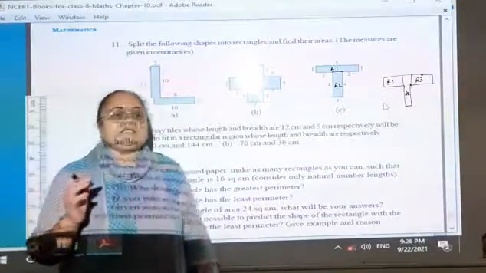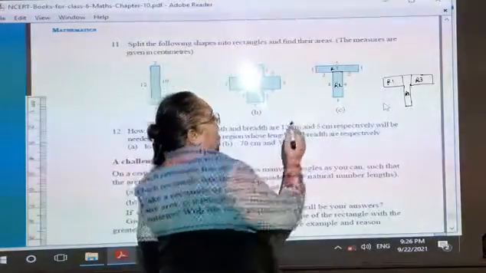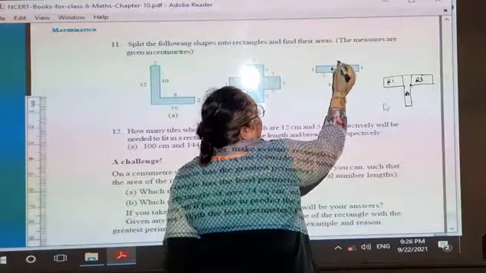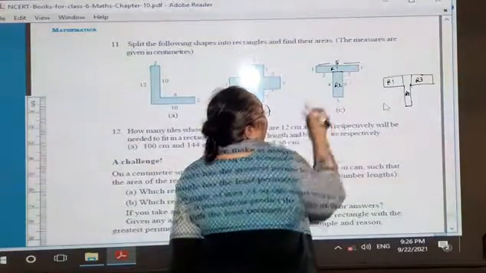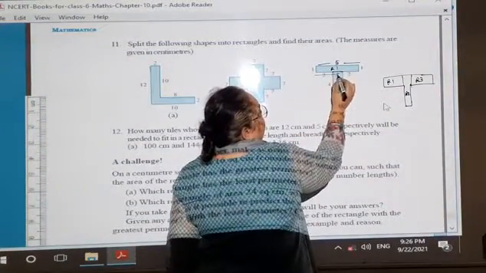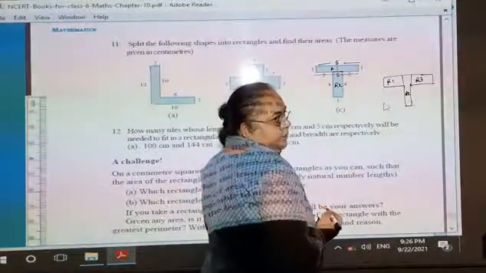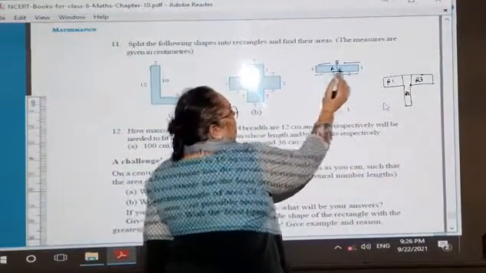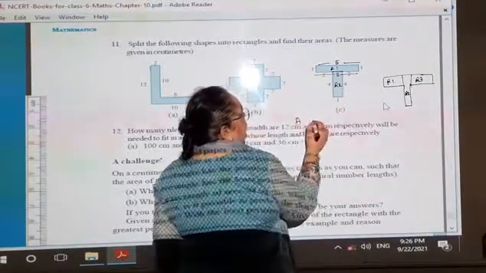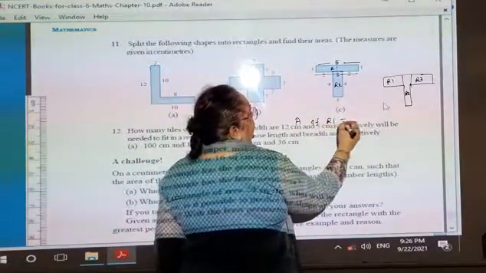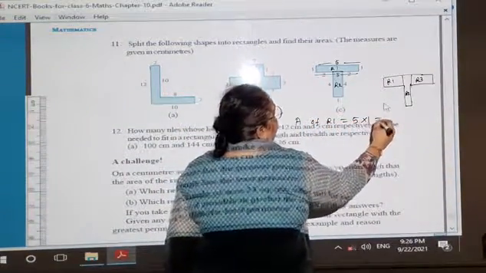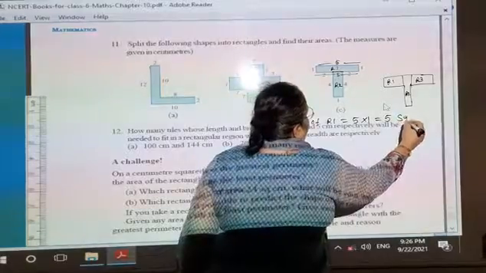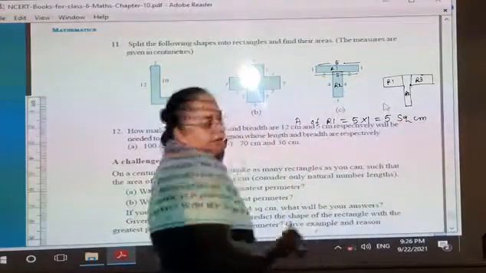So two rectangles are there. For rectangle 1, let us find out its measurement. This is 5 centimeter of the whole length, so this one also will be 5. Got it? This is 1 and 1. So the area of rectangle 1 is equal to 5 multiply 1, 5 square centimeter.